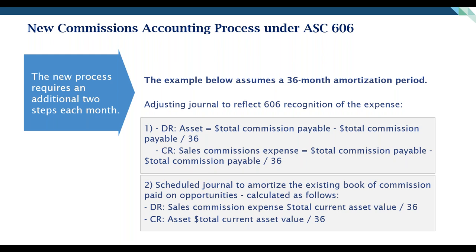Somebody's going to tell me, well, Julio, you still have to account for your commissions payable on your expense P&L. And the answer is yes. But now I'm only doing 1/36th of that expense. So in my third entry, which you see at the bottom of your screen, my assumption is I have a 36-month revenue contract. So for this month, I only have to have 1/36th expense.